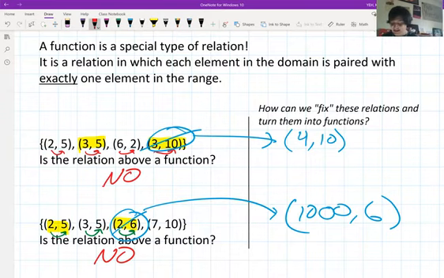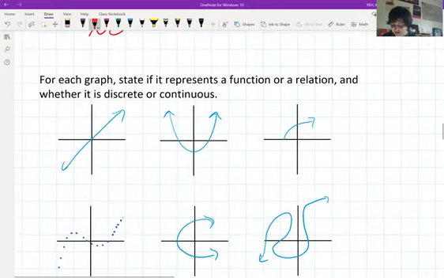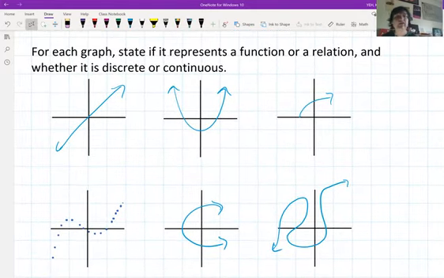So last thing for today, I've got 6 graphs on the screen, and I want you in a second to pause this video and think to yourself and reason out each of these graphs. Are they relations or functions? And are they continuous or discrete? Using some of that vocab that we've talked about today. So I'm gonna pause this video and then I'll come back and talk through them.